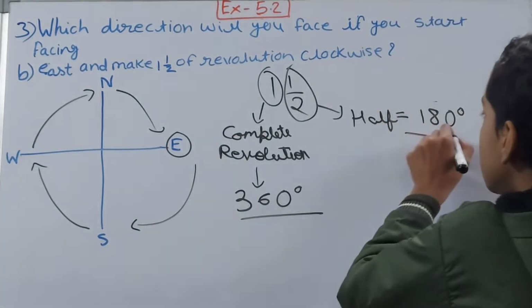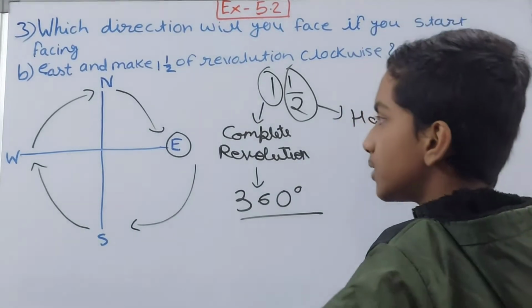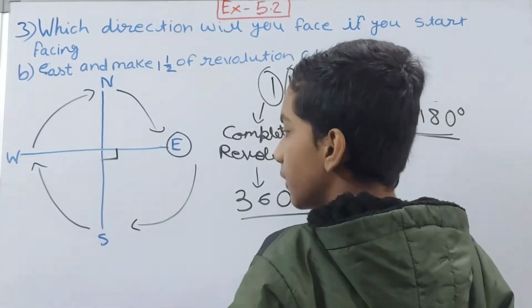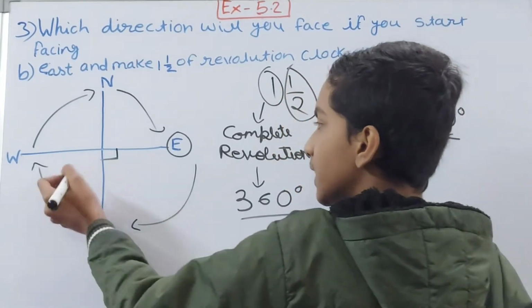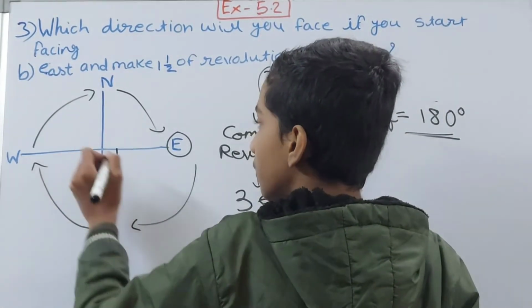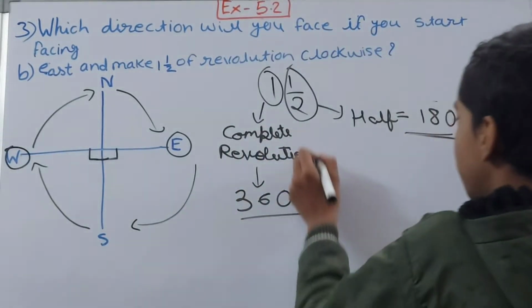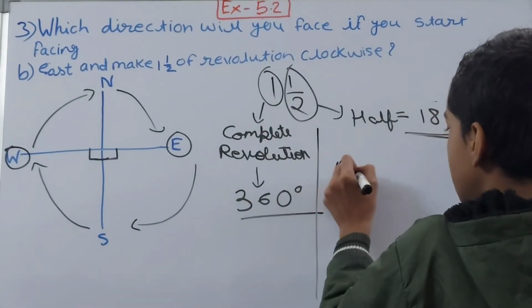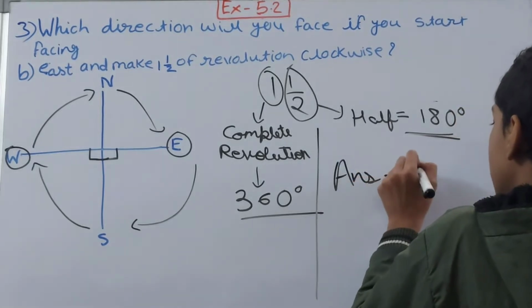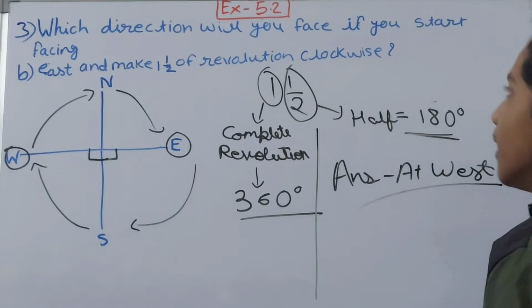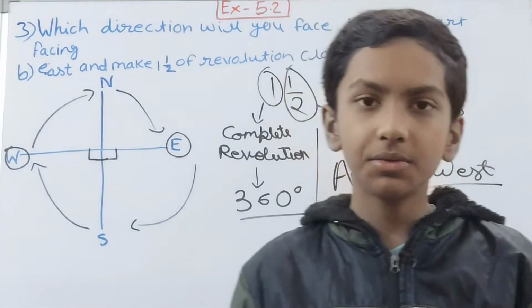Half revolution is what? Two right angles. So two right angles is basically, if you see, east to south, one right angle. Second right angle will take you from south to west, right? So you will be at west once again. So your answer will be west, right? You will be stopping at west once again, or facing west once again.